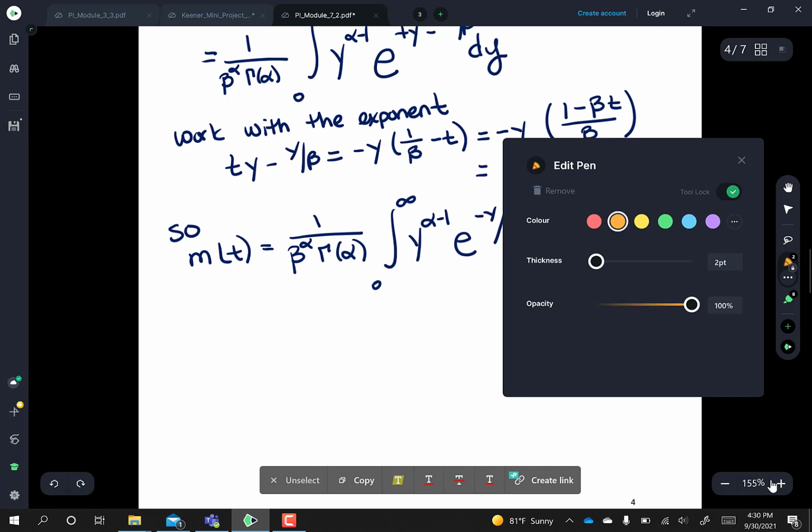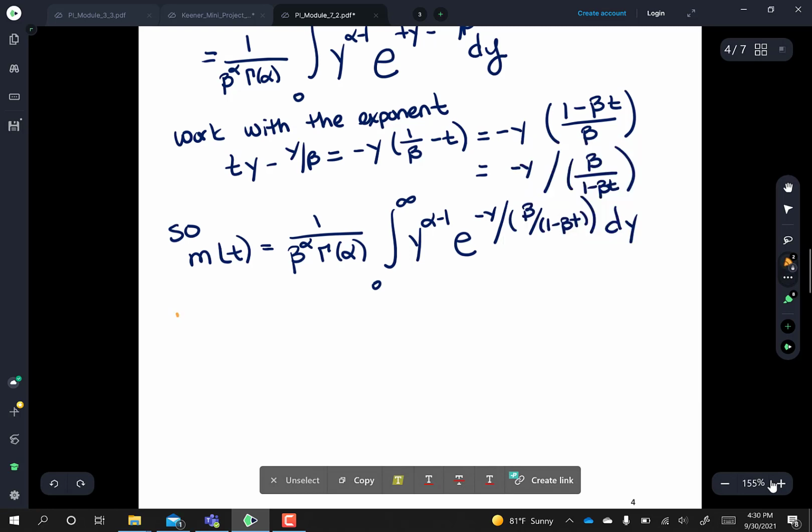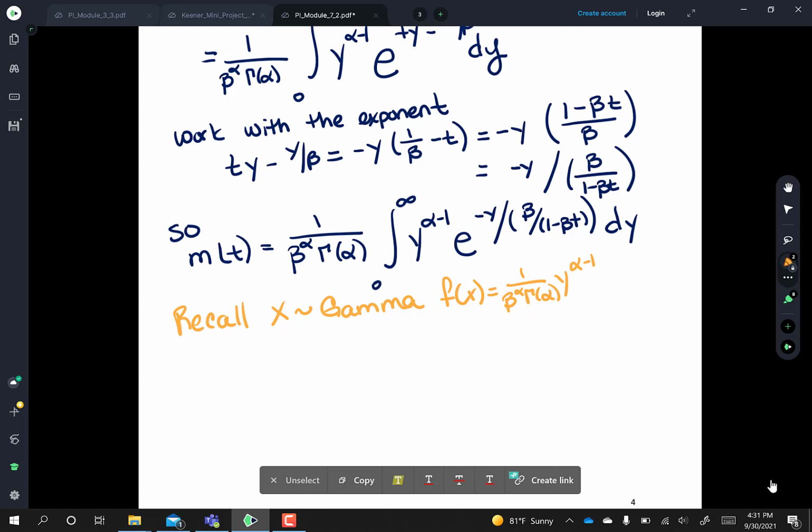let me change my color here. So recall that if x was distributed as a gamma distribution, then f of x looks like the following. Okay. So ignore that leading constant for just a moment.